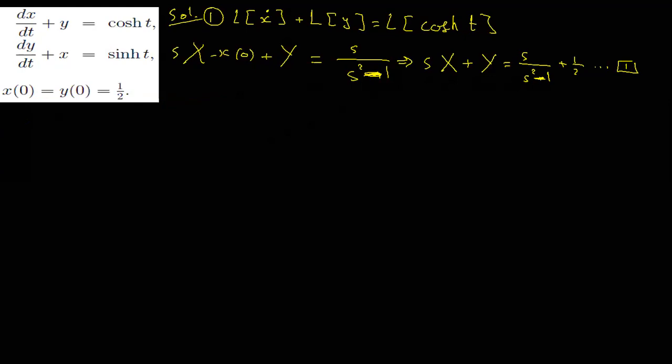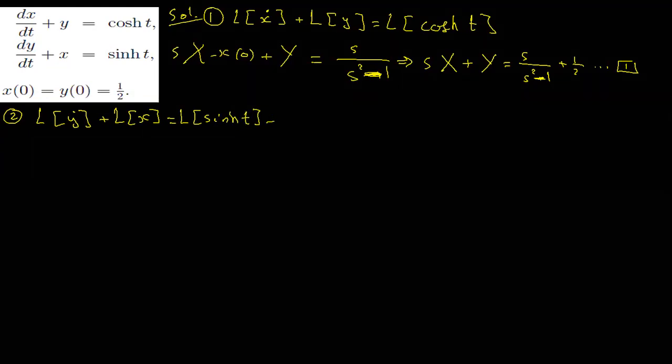Great. Now, the second step is to take the Laplace transform of your second equation. So I have the Laplace transform of y dot plus the Laplace transform of x equal the Laplace transform of sinh. The Laplace transform of y prime is sY capital minus y at 0, plus the Laplace transform of x small, which is X capital, equal the Laplace transform of sinh, which is 1 over s squared minus 1.